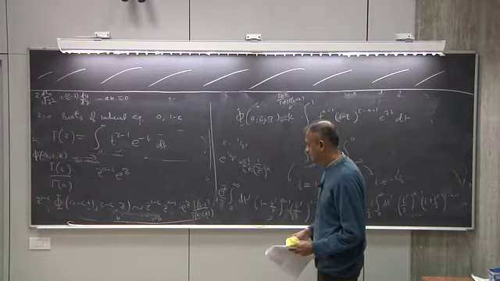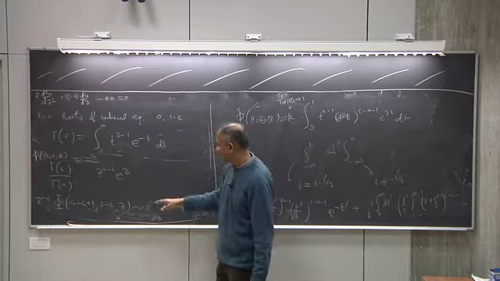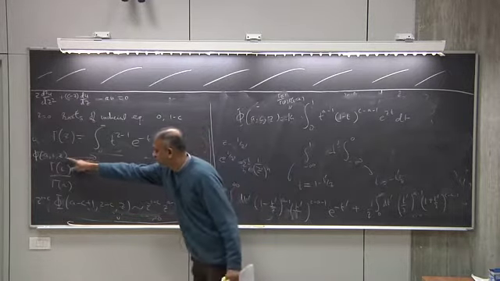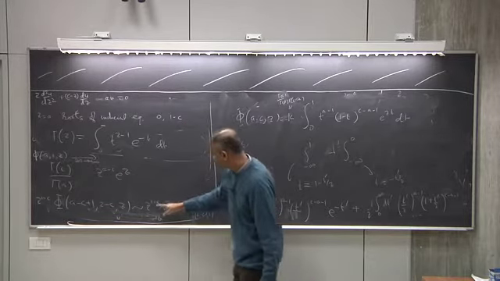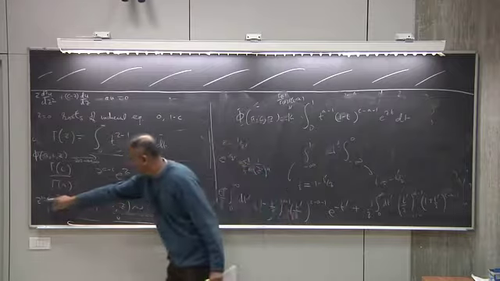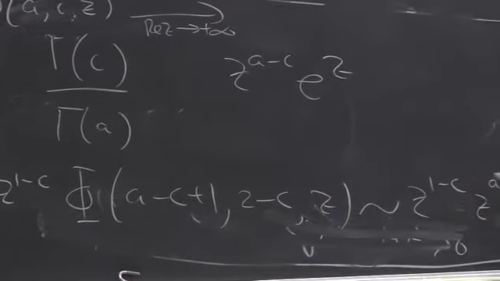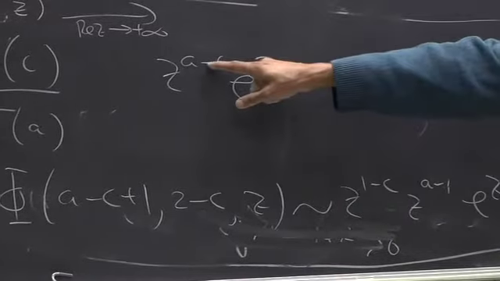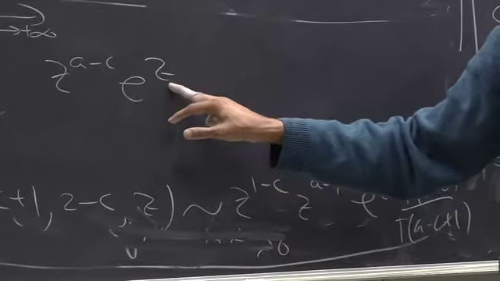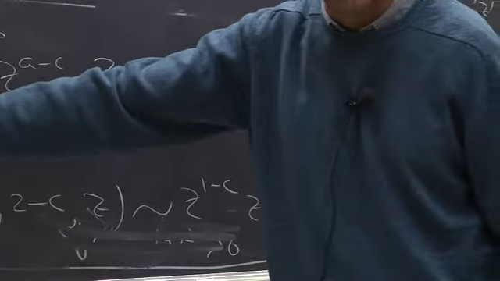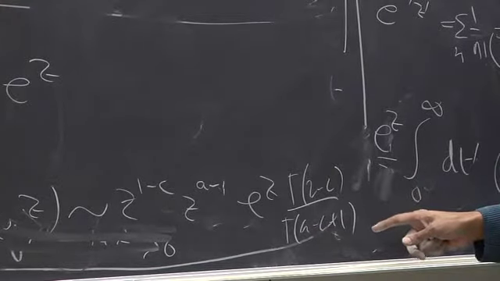Okay. So notice again that this power of z is the same. You see, this first solution went like z to the a minus c times e to the z. This one also, when you combine this prefactor with the asymptotic behavior of this phi, these two things together give you again a minus c. So both of them go like z to the a minus c times e to the z, but with different coefficients. One of them like that, the other one with this coefficient.